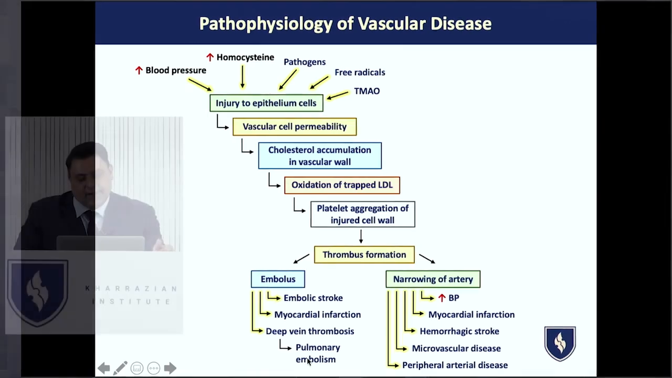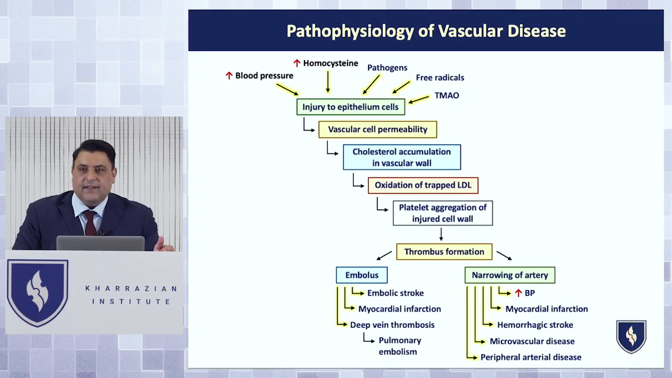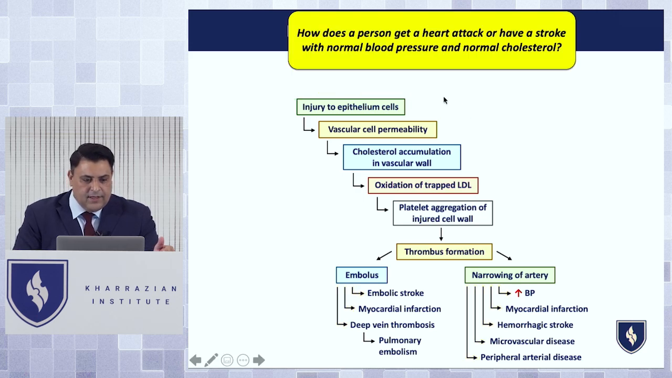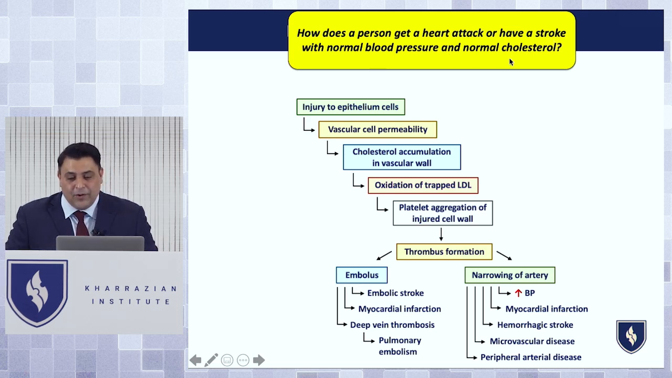So when you look at it this way, it's like, oh, that's so easy. This makes sense. Okay, now we'll talk about TMAO a little bit later. We'll talk about some of the other things a little bit later, but here's the basic question. How does a person get a heart attack or have a stroke with normal blood pressure and normal cholesterol? Because it's not the only marker.